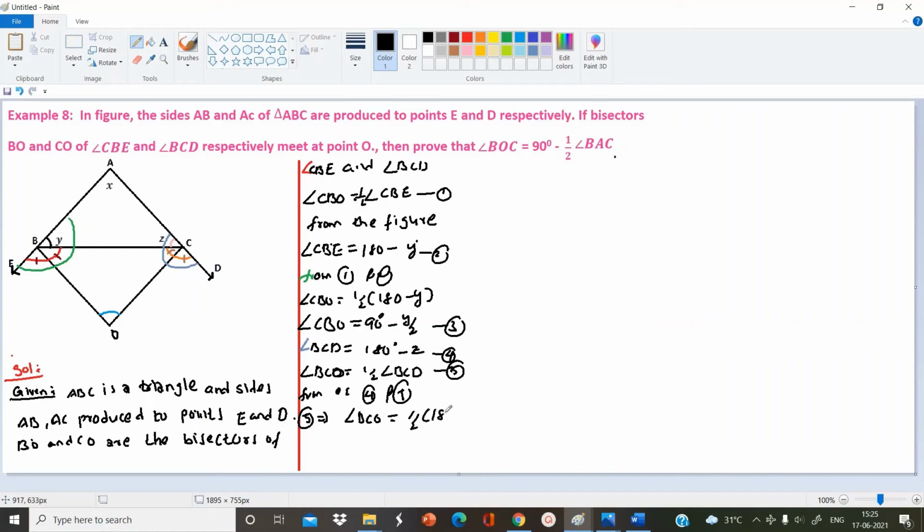BCD means what? 180 minus Z. So angle BCO equals 90 minus Z. Just think this is equation 6. Now come to the figure again.